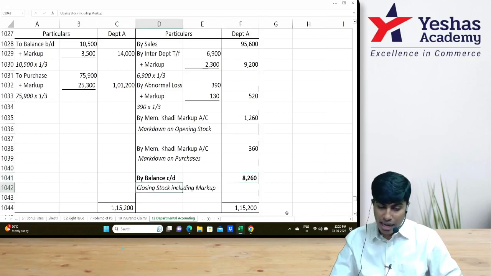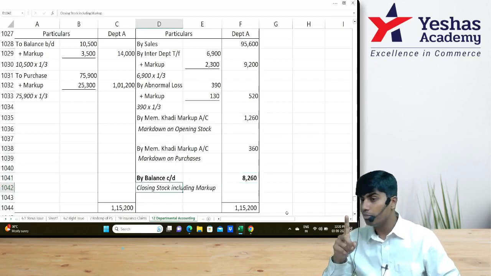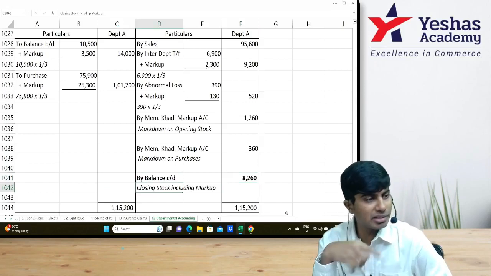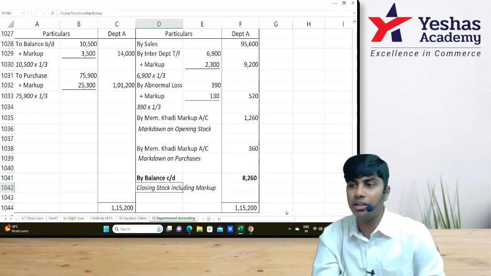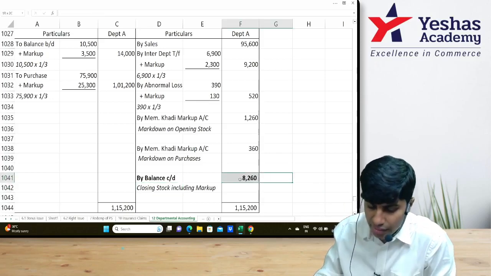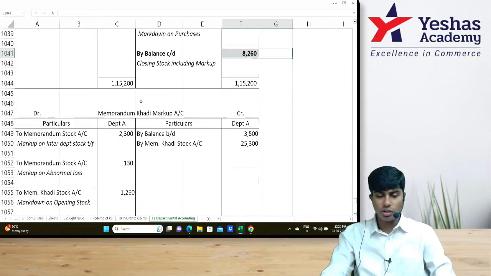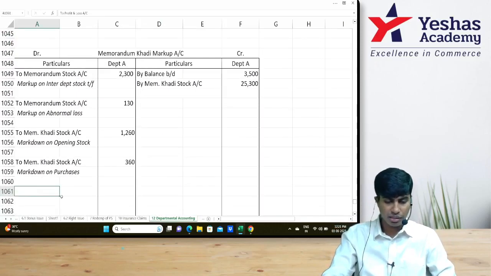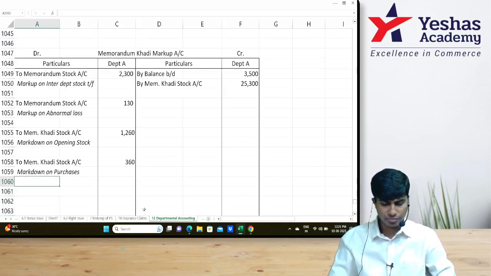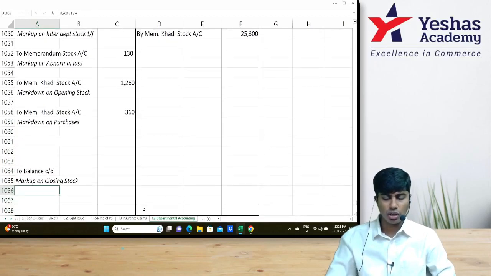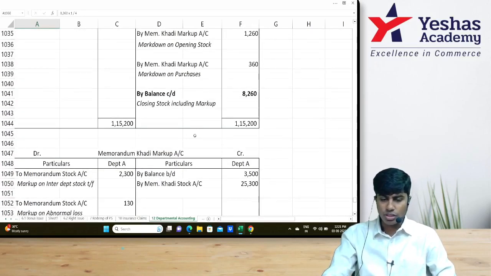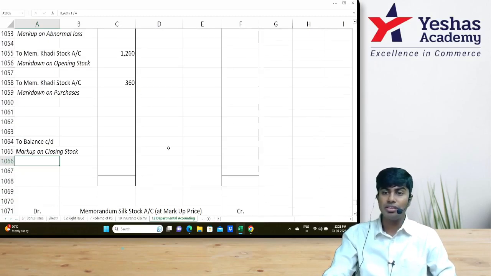8,260. This is at marked up price. This is including markup. Markup is 1 by 3. Am I right? So this is 100 plus 33.33. This is 133.33, 8,260. So on this, I need to remove markup, here on the debit side. Correct or not? Yes or no, guys? How much is that on closing stock? Balance carried on, markup on closing stock. It is 8,260 into 33.33 divided by 133.33.